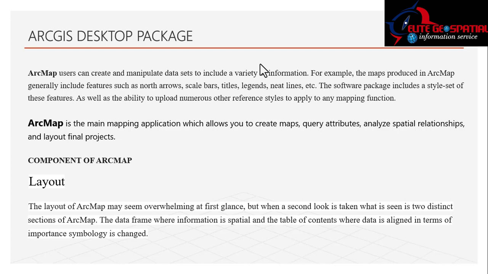One of them is layout. Now the layout view of ArcMap may seem overwhelming at first glance, but when a second look is taken, what is seen is two distinct sections of ArcMap: the data frame, where information is spatial, and the table of contents, where data is aligned in terms of importance. Symbology is changed there also. All right, so we're going to take a look at this step by step.